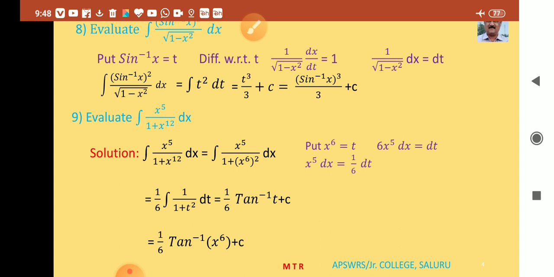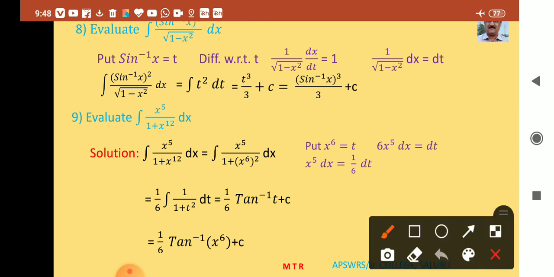Now let us see another problem. Evaluate integral x power 5 by 1 plus x power 12 dx. In this problem, there is no function directly such that one is the derivative of another function. But indirectly, x power 12 is x power 6 whole square. What is the derivative of x power 6? Yes, 6x power 5. So here there is x power 5 also. In x power 12 there is x power 6.